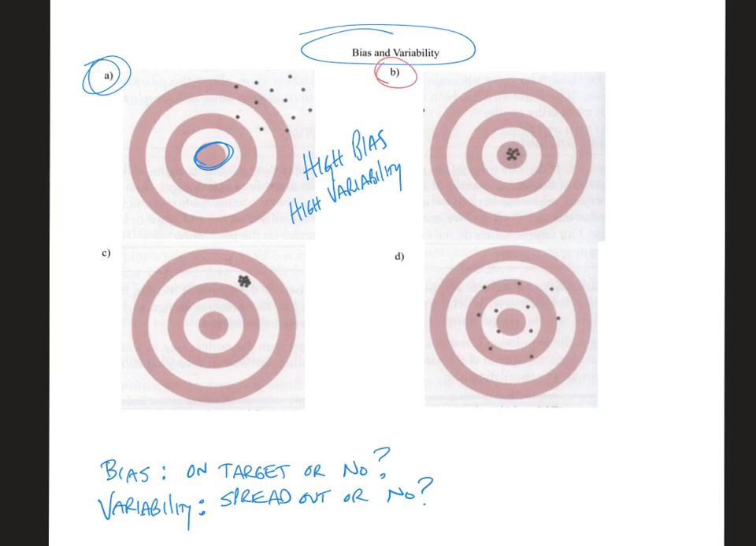In B, they are right on target. That's a good thing, so that means we have low bias. And then they're all clustered together, which means we have low variability. Those are both good things: low bias, low variability. In C, they're off target, so we have high bias, but they're clumped together, so they have low variability.